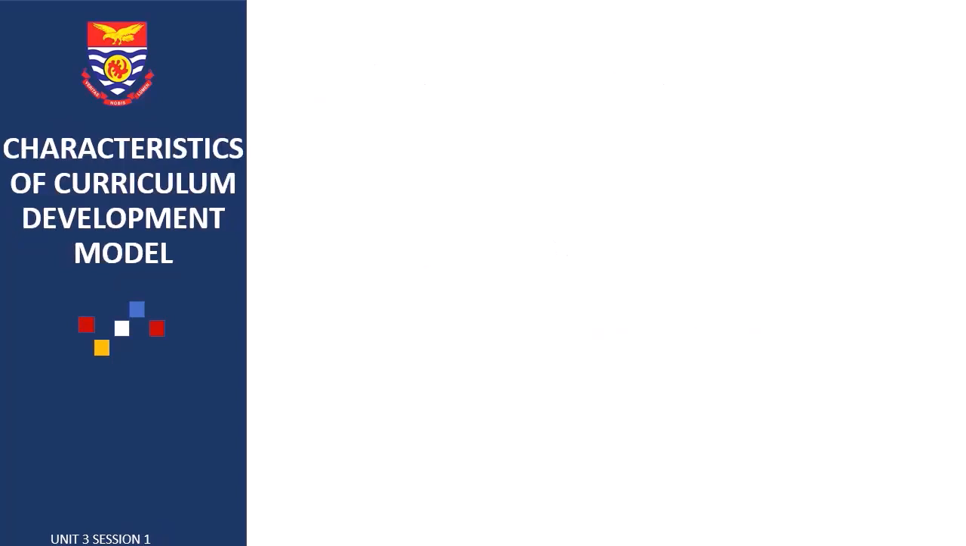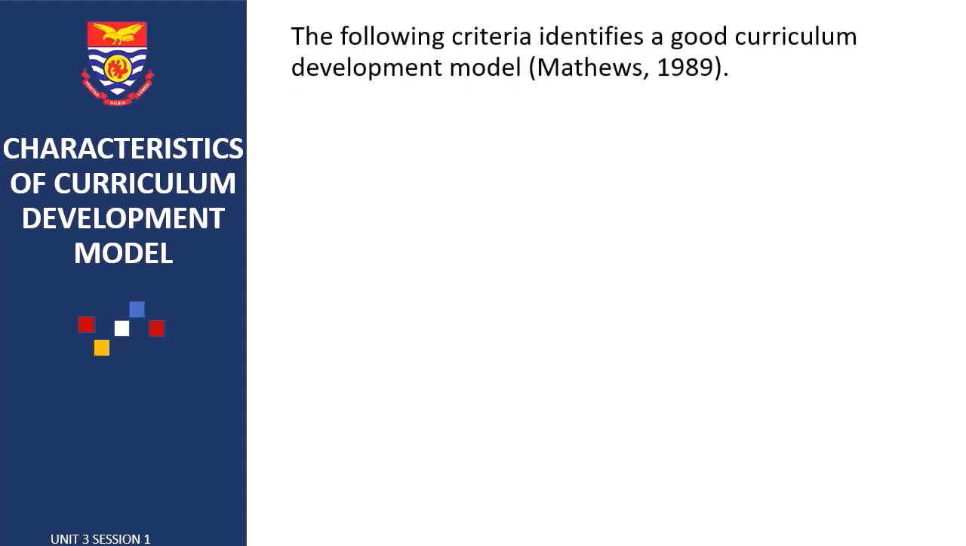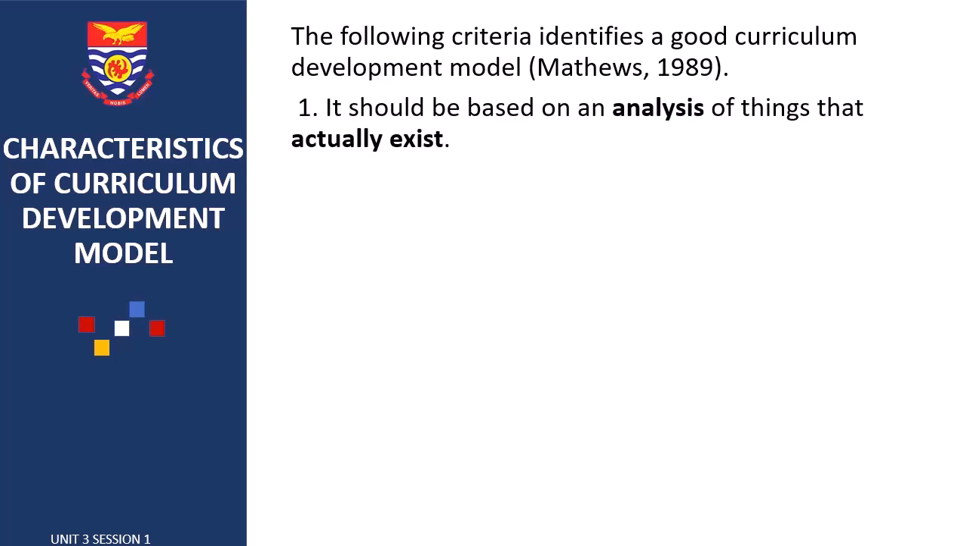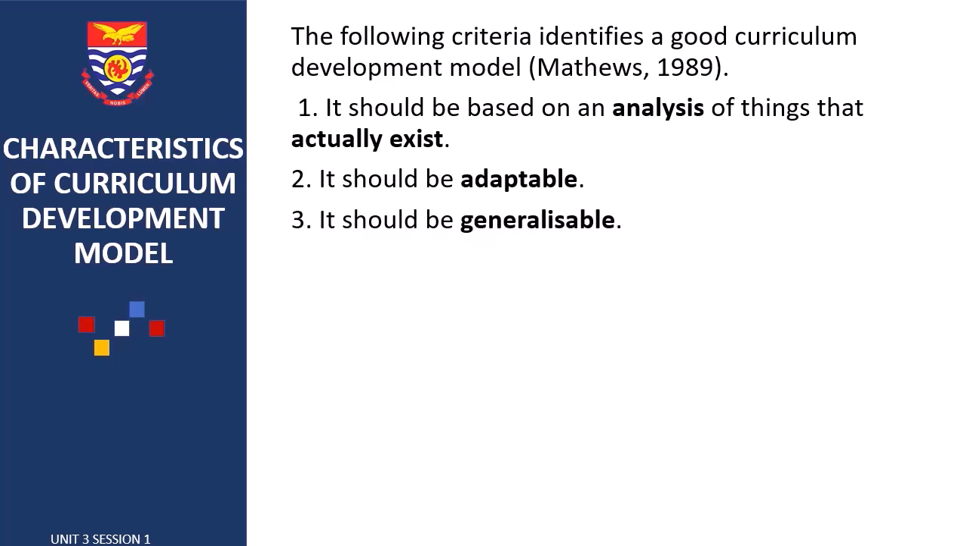Every good curriculum development model should have some characteristics that we should look out for. The following are some of them. First, it should be based on an analysis of things that actually exist. So a model of curriculum organization should be based on a study of the real institutions, of already existing issues. It should be adaptable. It means that it should be applicable to many institutions, but not just one. Also, it should be easily generalizable. That means that we can generalize the model in terms of the geographical area, in terms of different institutions. It can fit into the general body.